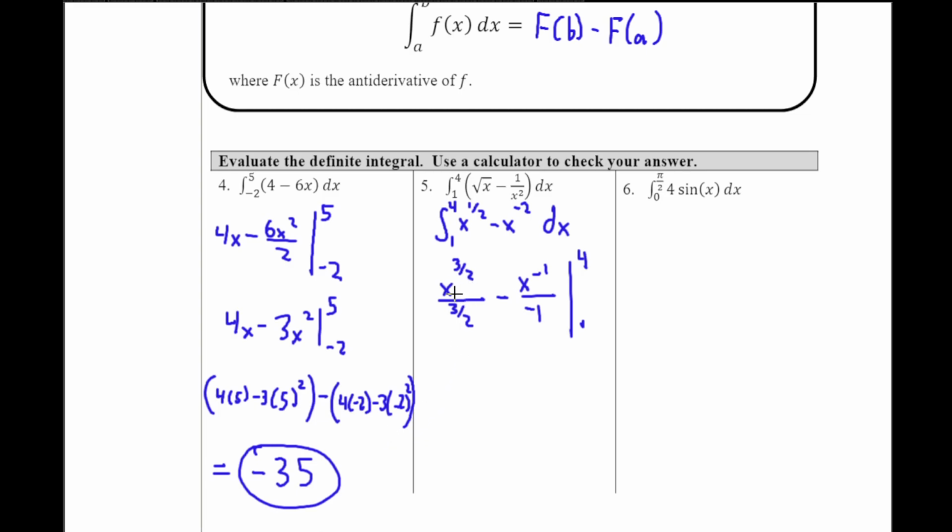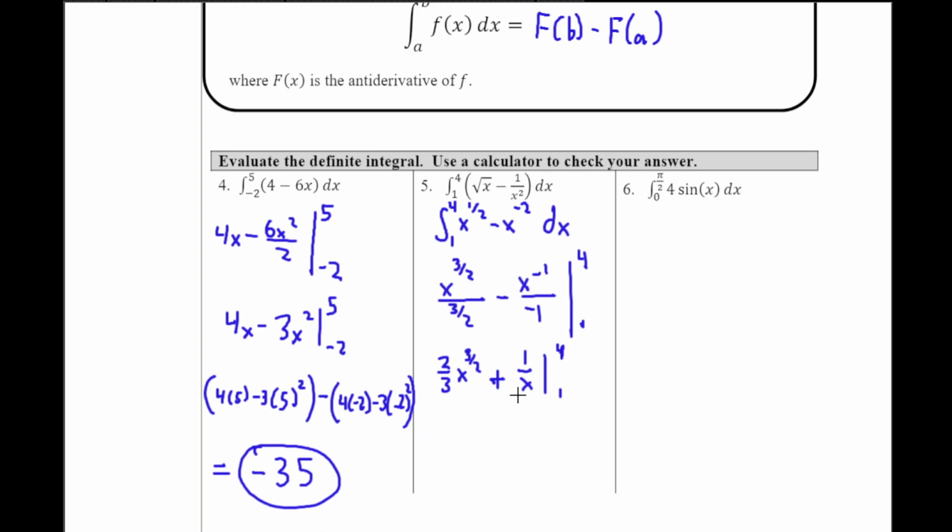And then just rewriting this: x to the 3/2 divided by 3/2 is 2/3 x to the 3/2, minus a negative, which is the same as plus 1 over x. The reason is that minus the -1 is just a plus, and then x to the -1 is 1 over x.